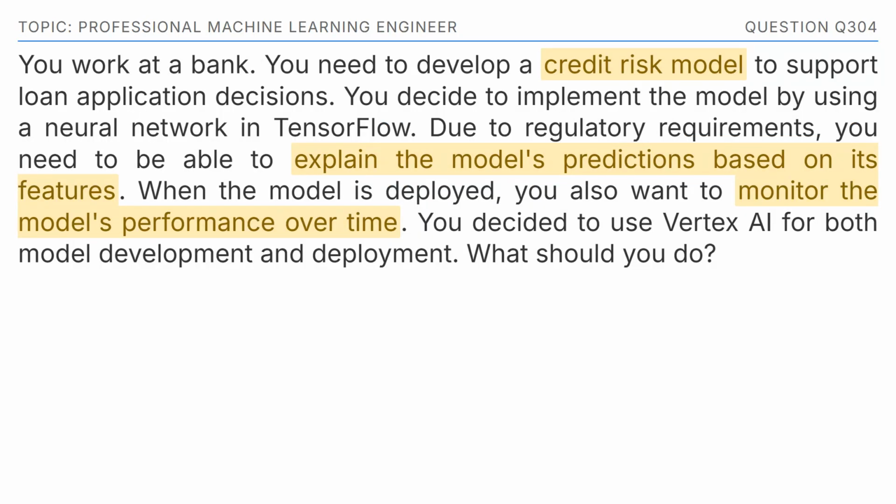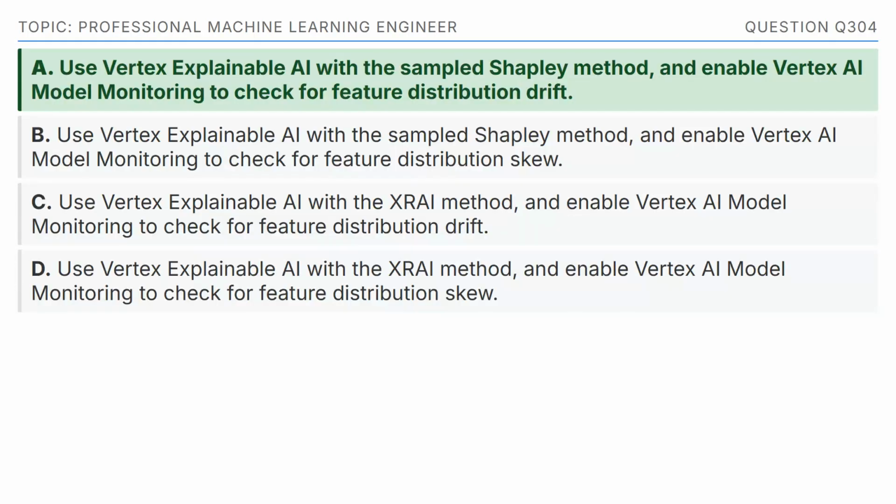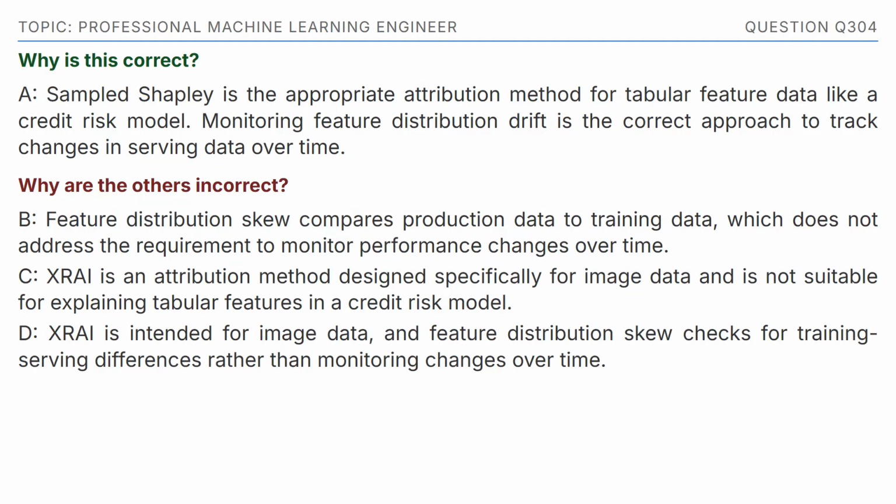To arrive at the correct answer, we focus on the keywords: credit risk model, explain the model's predictions based on its features, monitor the model's performance over time. The correct answer is option A, use Vertex Explainable AI with the sampled Shapley method, and enable Vertex AI model monitoring to check for feature distribution drift. Why is this correct? A sampled Shapley is the appropriate attribution method for tabular feature data like a credit risk model. Monitoring feature distribution drift is the correct approach to track changes in serving data over time.